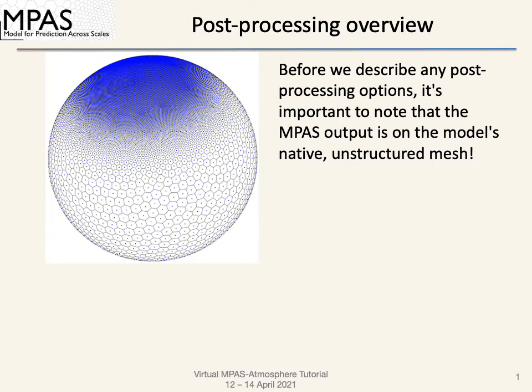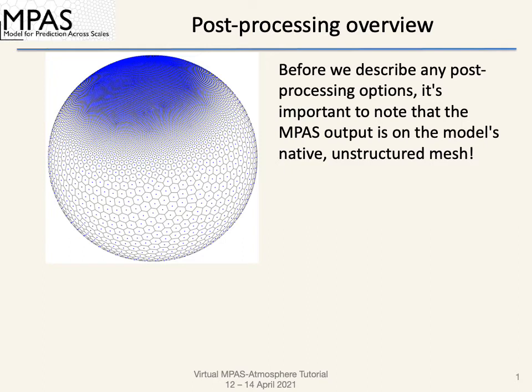Before we dive in and look at the details of how these post-processing options work, it's firstly important to understand that the MPAS output is on the model's native unstructured mesh, and that's actually true of the input as well. So all of the fields that are either read or written by streams that we talked about in the Running MPAS Part 2 lecture are on the model's native unstructured mesh.